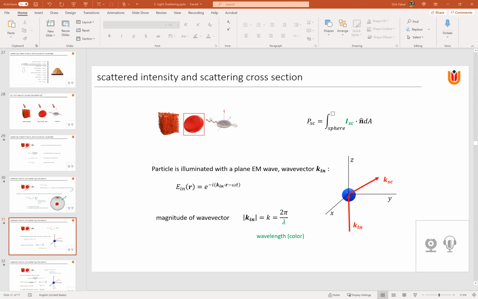It is illuminated with a plane electromagnetic wave of unit intensity. So we write that as E in of spatial coordinates r is a complex exponential of the wave number k in times r, minus omega t for the oscillation. This is just a standard plane wave. Is this in any way unfamiliar? It's familiar.